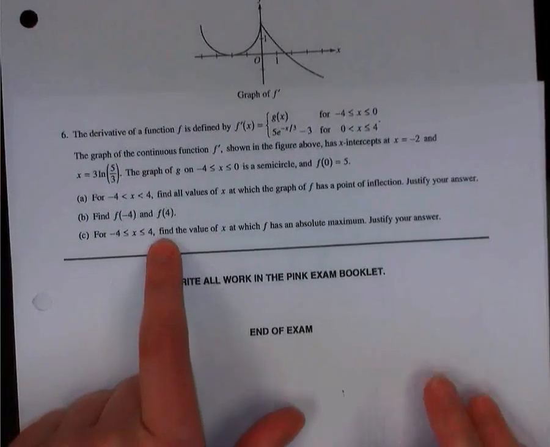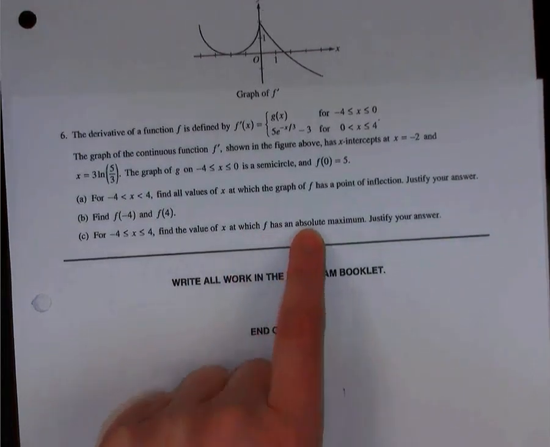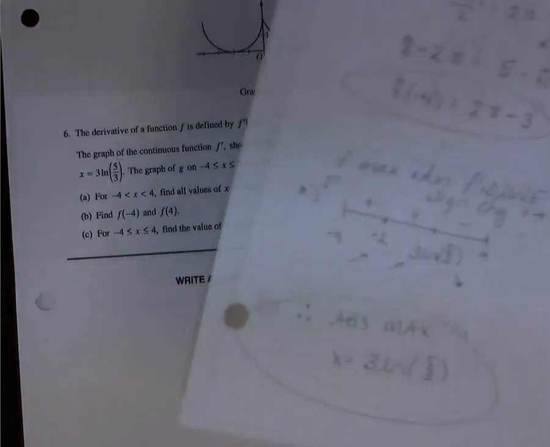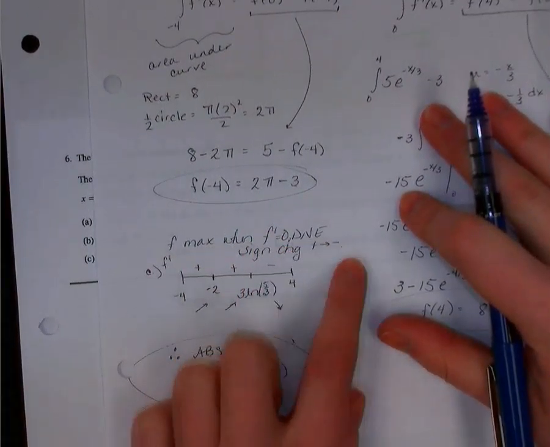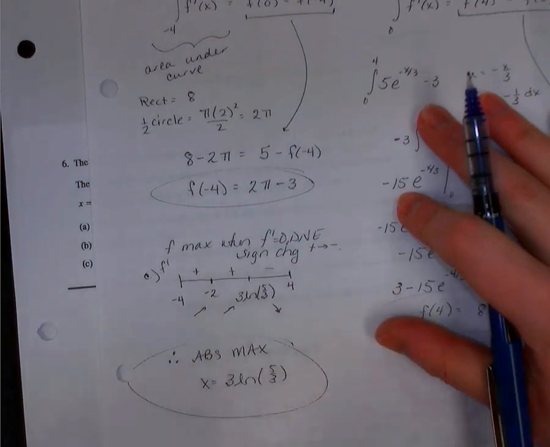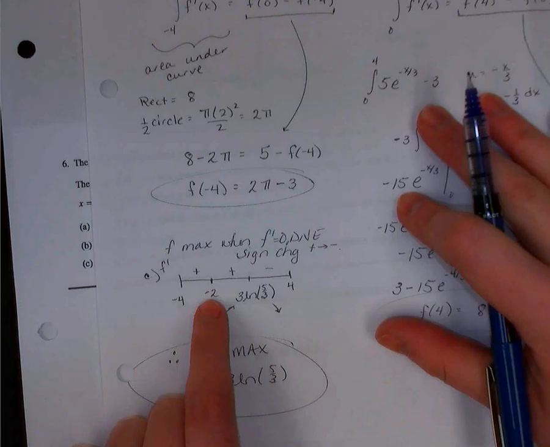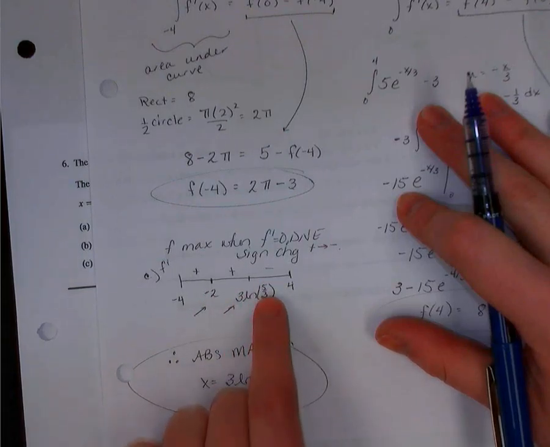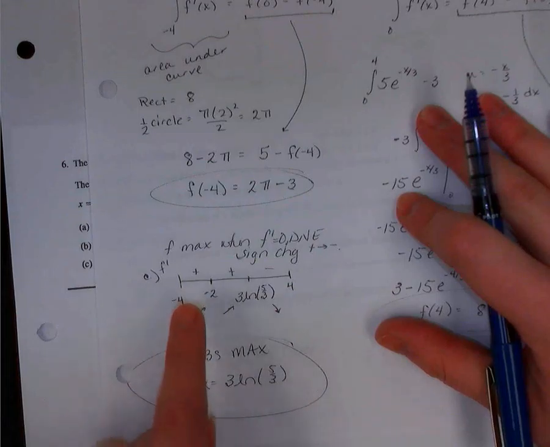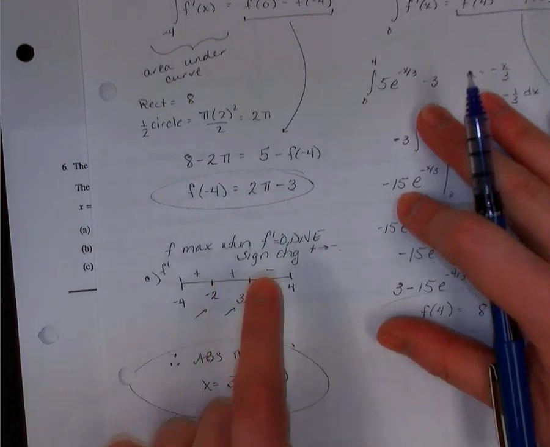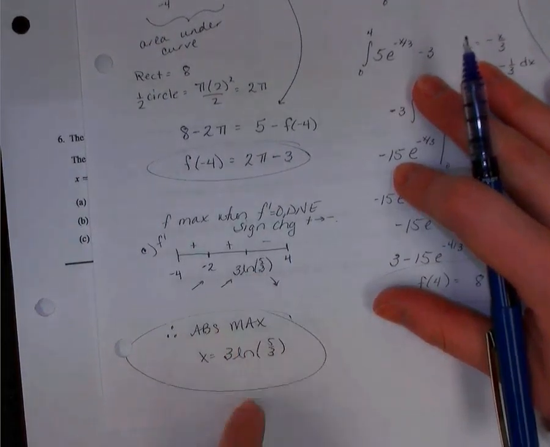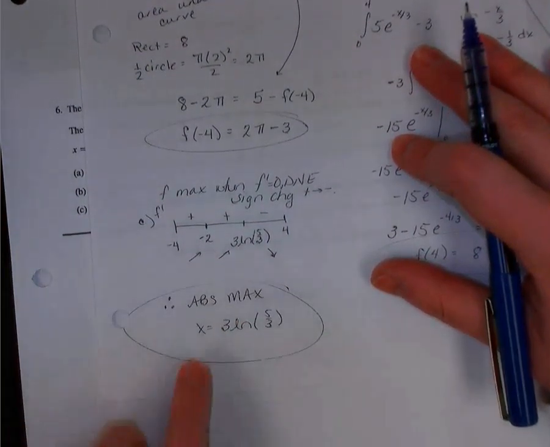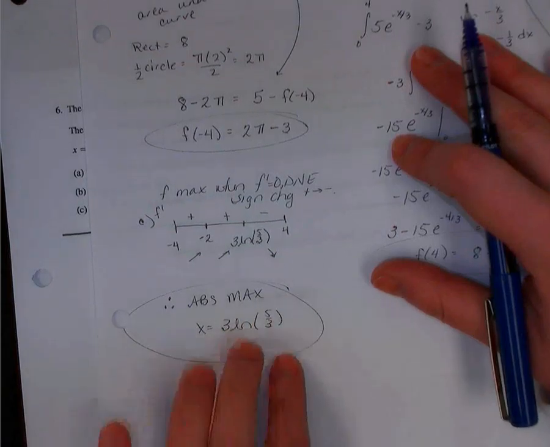On my closed interval, find the value of x for which f has an absolute maximum and justify your answer. This one is not so bad. If you look at this, my justification: f has a max when f prime is 0 or undefined, and I have a sign change from plus to minus. I set up my number line. I know that f prime is 0 at negative 2 and 3 ln of 5/3. That was given to me. I know my graph is above the x-axis, above the x-axis, below the x-axis. Therefore, increasing, increasing, decreasing. This is the only possible answer. That is my absolute max when x equals 3 ln of 5/3. Hope that all makes sense.